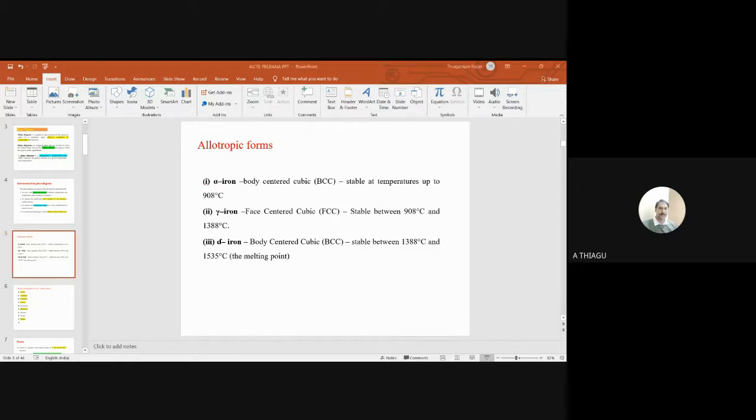Gray, white, nodular. Based upon the fracture appearance, we decide the type of cast iron. If it is gray in color, we can confirm it is gray cast iron. If it is white, we can confirm that too. Based upon the structure of the carbon, we can say it is nodular. These are the four important classifications of cast iron. One second, I will tell you the percentage of carbon in cast iron: it is 2 to 4.7 percent.